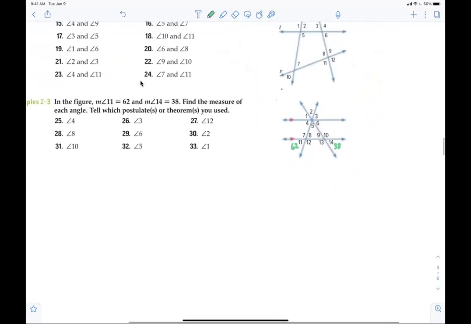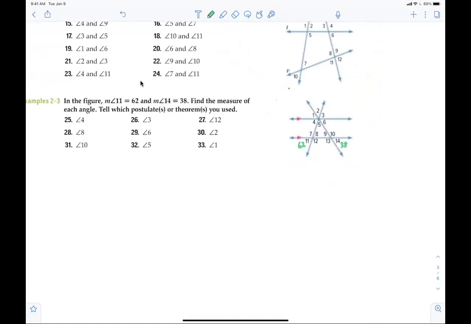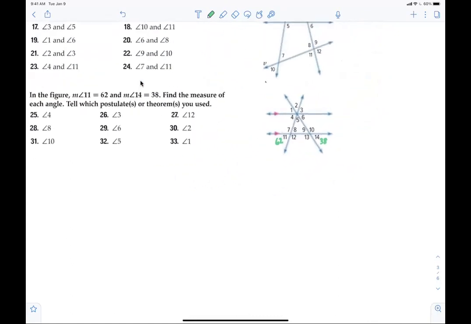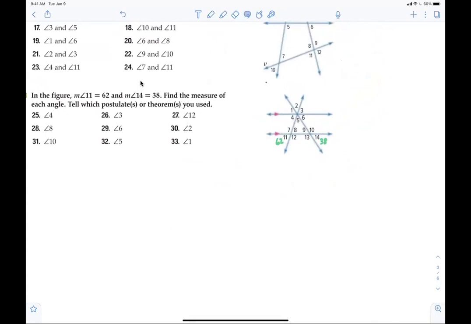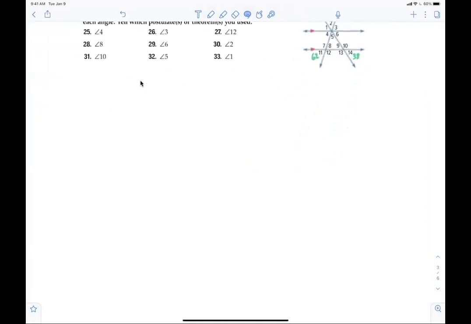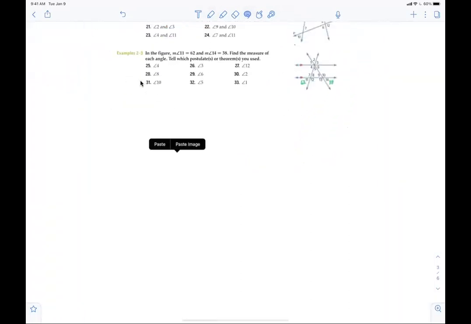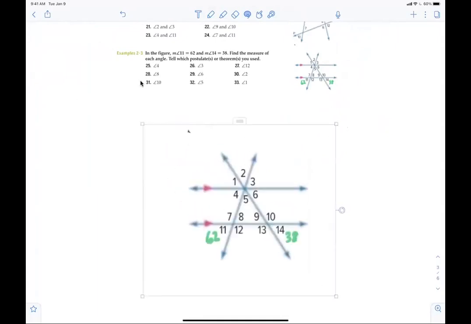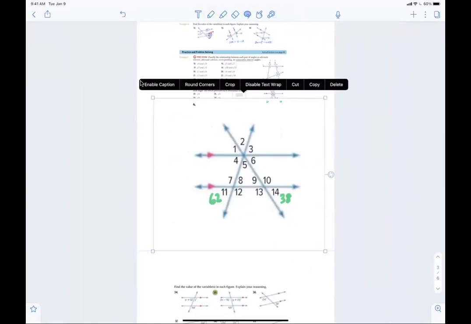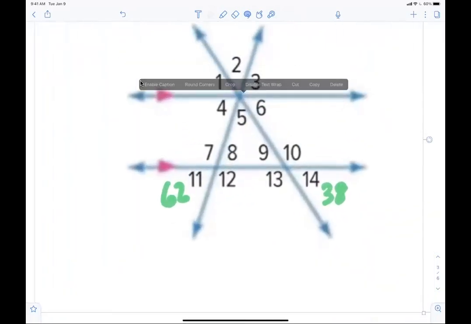Now, notice I'm not answering 25 through 33 because I'm just going to find the measure of all the angles. Does everybody agree with that? All right. So now what I'm going to do to help myself is I'm going to copy this, and then I'm going to paste it. I'm going to blow it up so it'll be easier for me to write everything. All right, there we go.